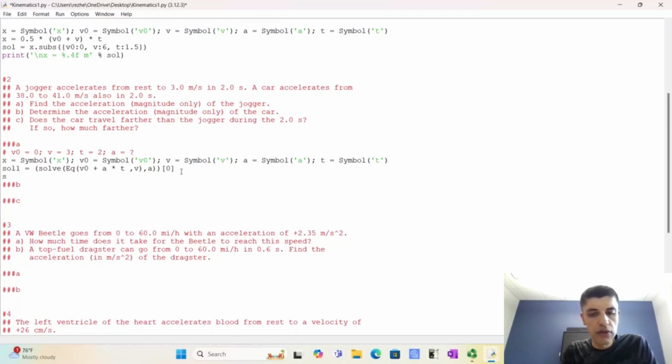So now solutions equals, we're going to do the same thing. This is going to be copy and paste that. So dot subs, and we're going to copy and paste this line here.